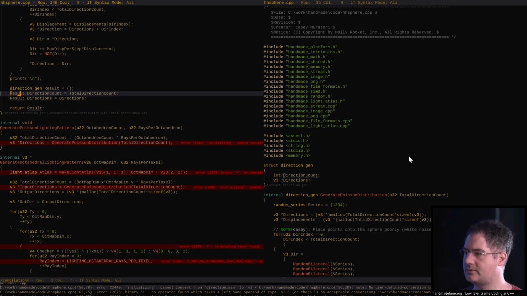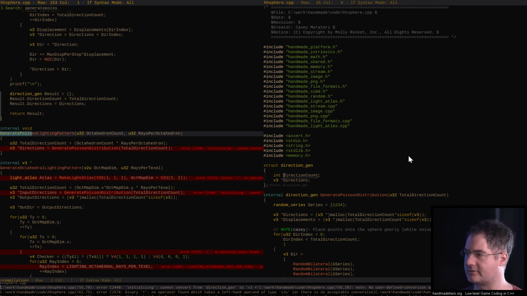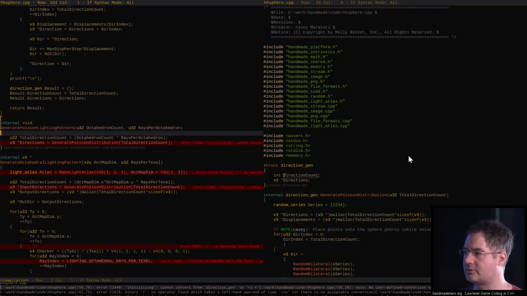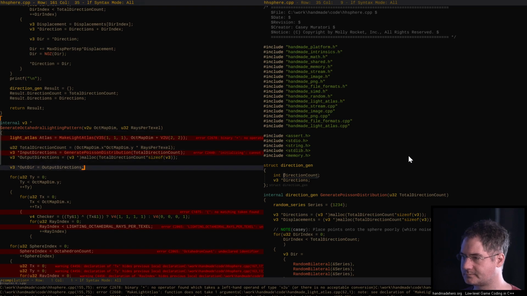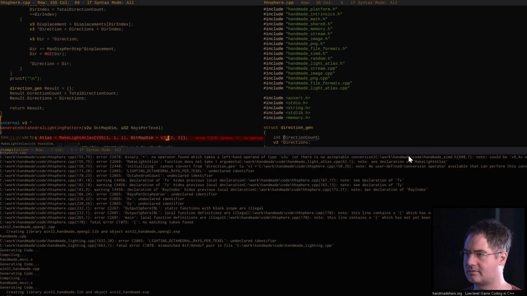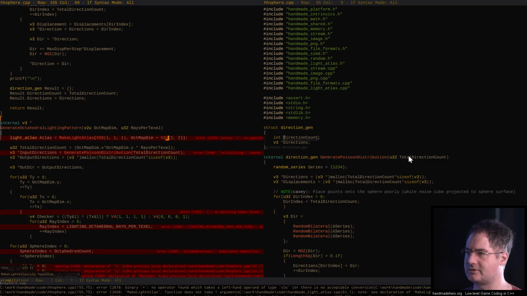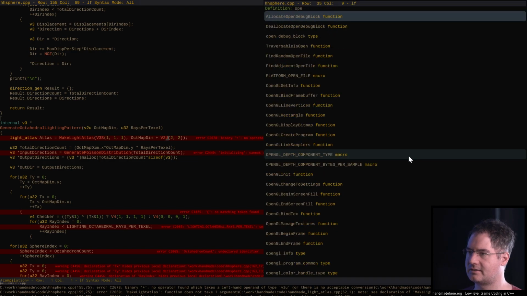And so when you do a generate Poisson lighting pattern or whatever, I guess we don't care about this one because we don't use Poisson lighting pattern anymore, right? Yeah. So when we do generate octahedral lighting pattern, like we do here, somehow the octmapdim doesn't have a plus operator? Are you kidding me? Like v2u plus v2u isn't a thing? That can't be right. Can it be?